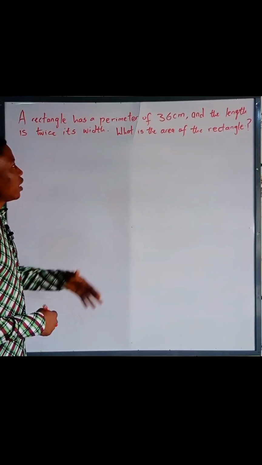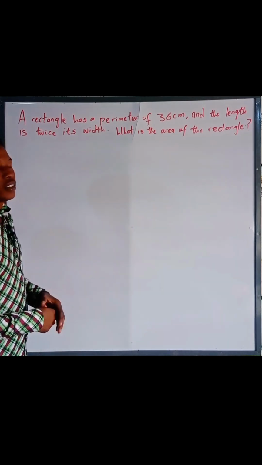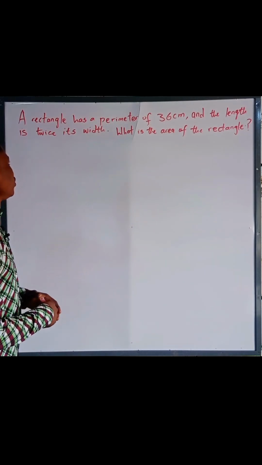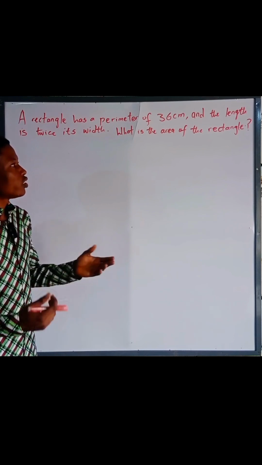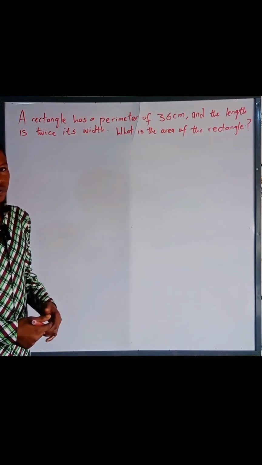Yesterday, I gave you a rectangle challenge and here is how you can solve it. The rectangle has a perimeter of 36 centimeter and the length is twice its width. What is the area of the rectangle?